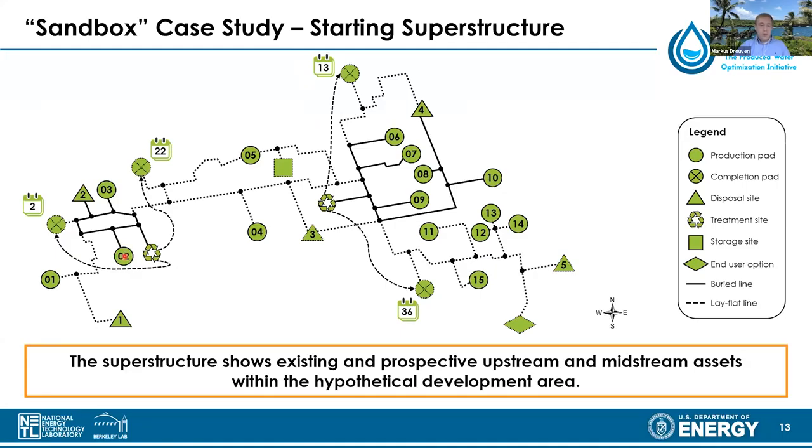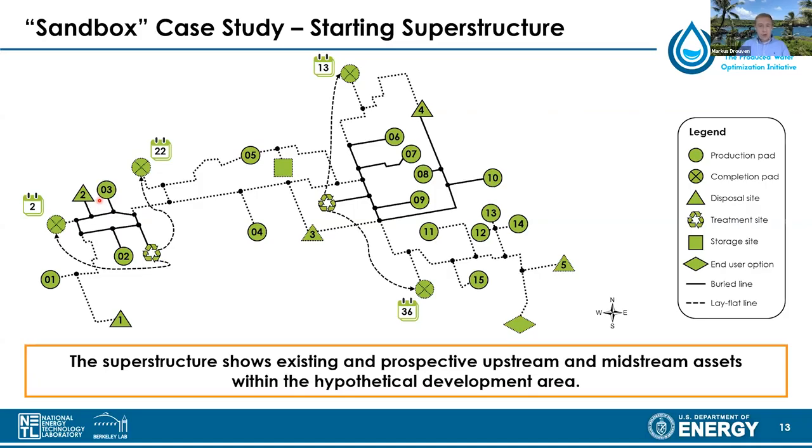For this case study, we're also assuming that a whole bunch of pipelines have already been built and laid out in the ground. Those are shown through the solid black lines. The pipelines connect our production assets to the so-called disposal facilities as well as our treatment facilities. Everything that's shown with solid lines, those are what we're assuming are existing assets that are already in or on the ground.